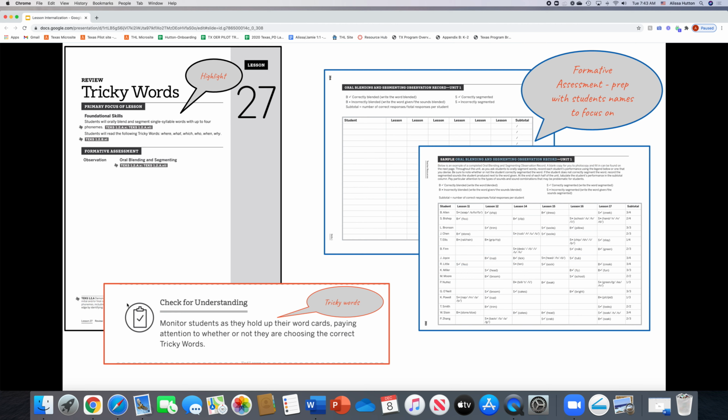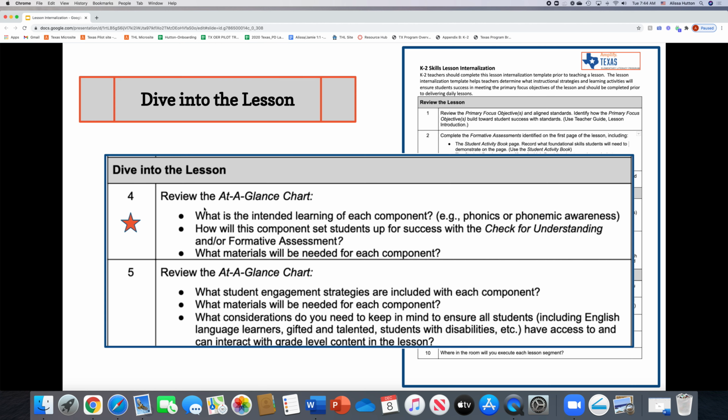And so I'm noticing that for this check for understanding, it's addressing the tricky words primary focus objective, where the oral blending and segmenting observation record is addressing the first foundational skill that's listed. I'm going to move on now to that second portion where we are going to be diving into the lesson itself.